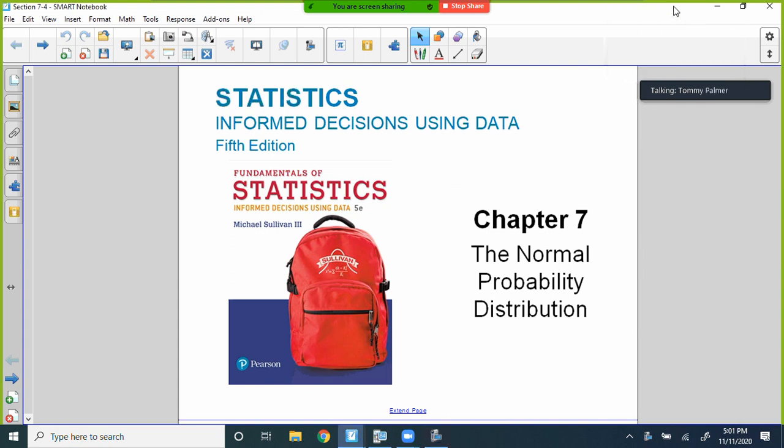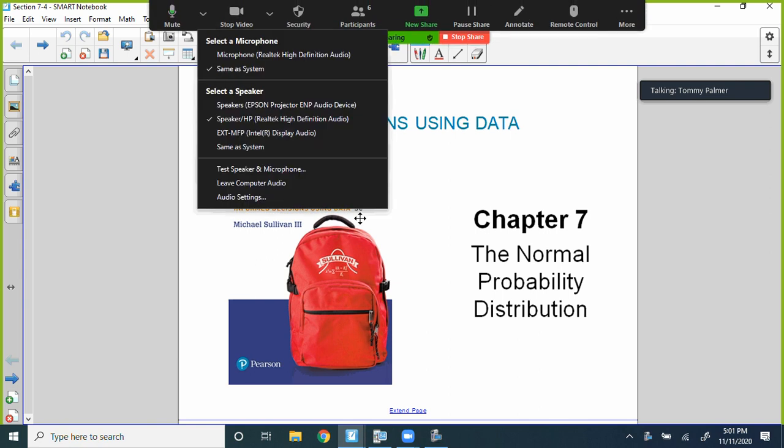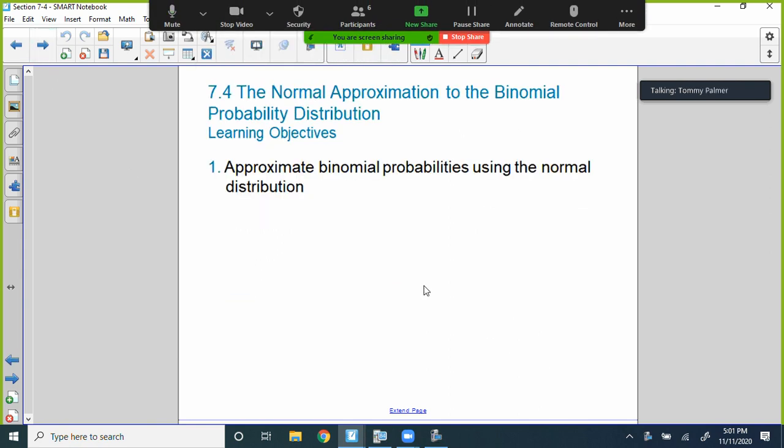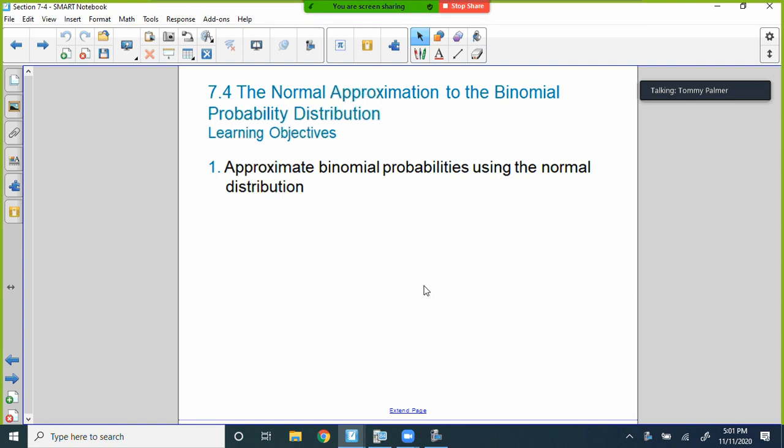This is the last section in chapter 7, 7-4. What we're going to be talking about is the normal probability distribution, okay? So we'll look at the normal approximation to the binomial probability, all right?